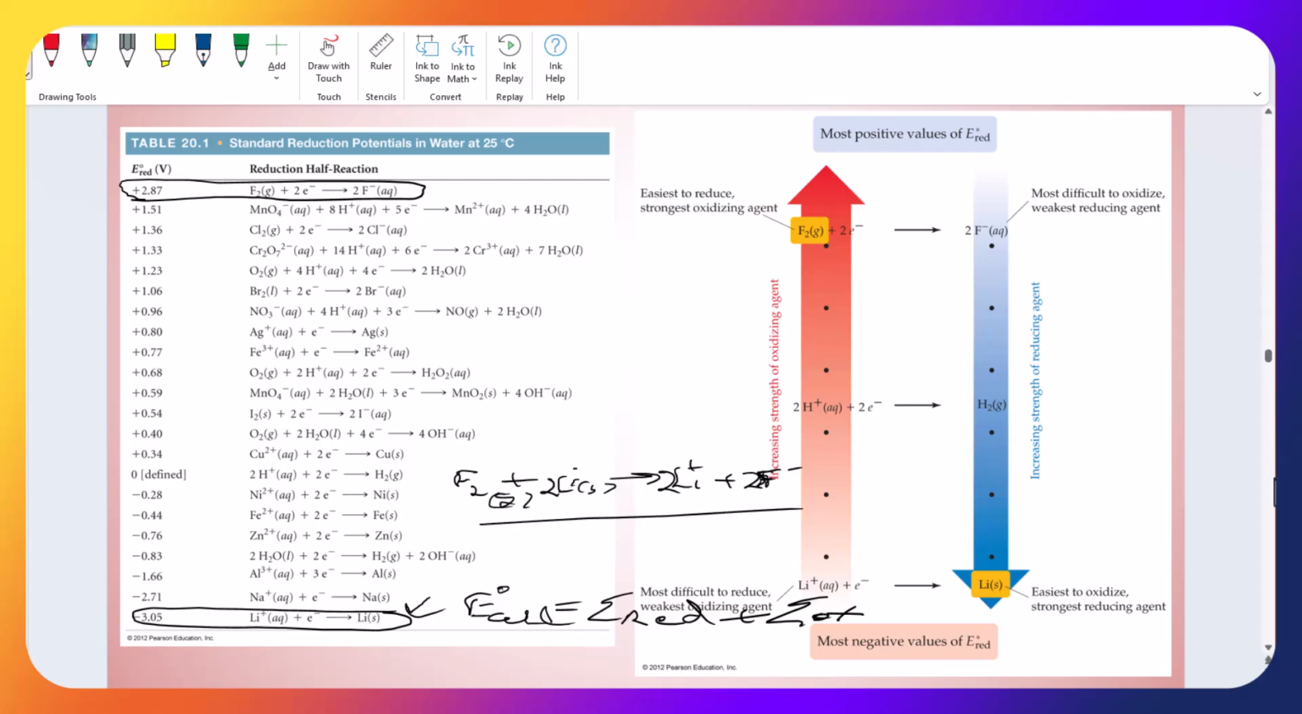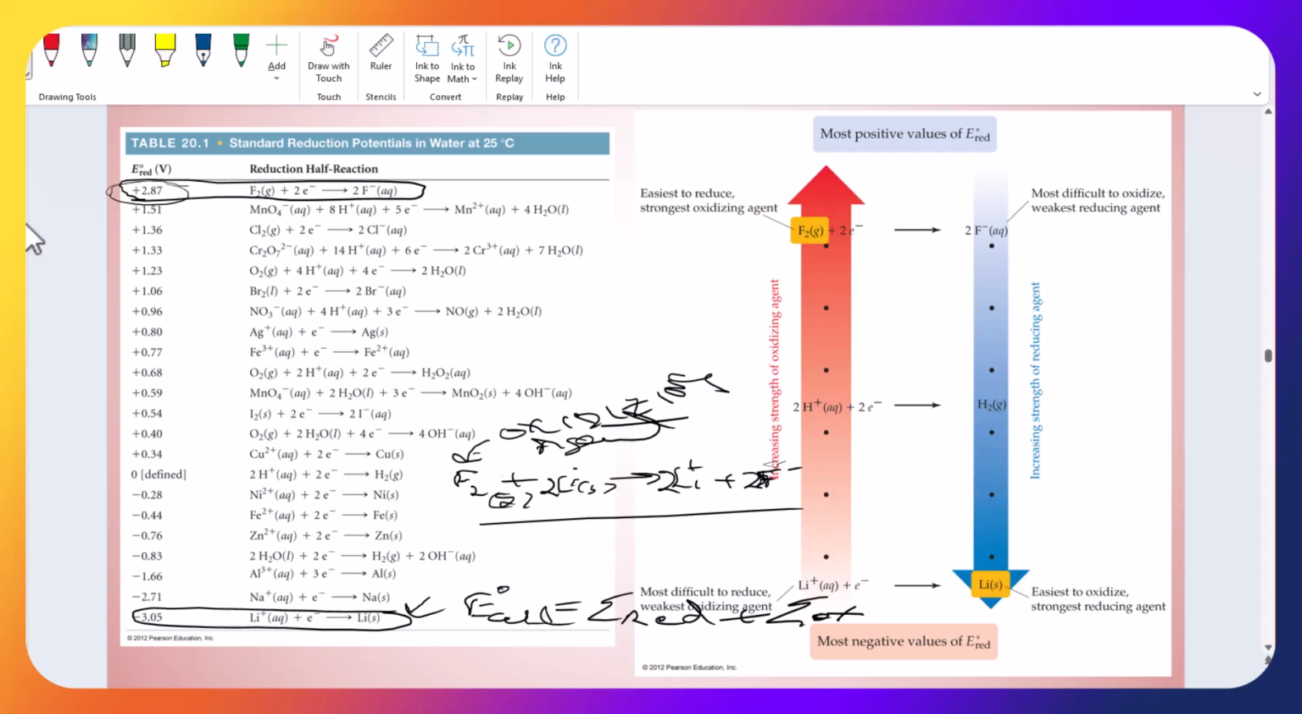The reason that fluorine is written as a reduction, gaining electrons to become fluoride ions, is because fluorine is the best oxidizing agent. Remember, oxidizing agents get reduced. And that's what's happening with fluorine. Fluorine has a huge reduction potential, a positive 2.87. Now, lithium plus 1, on the other hand, has a terrible reduction potential, the lowest on the standard reduction potential table, of minus 3.05 volts.